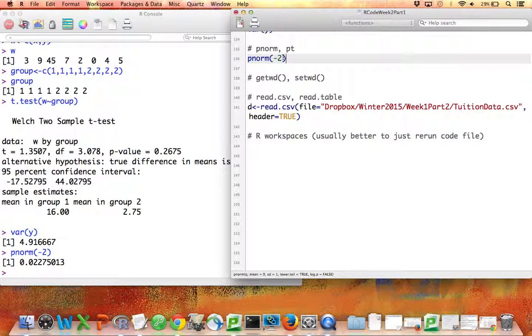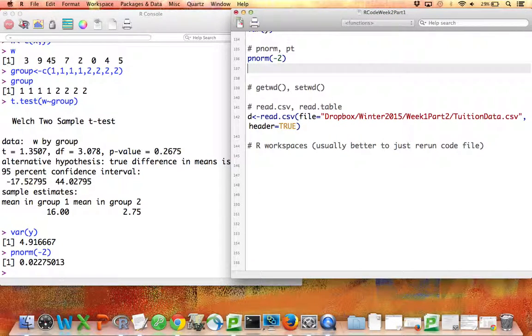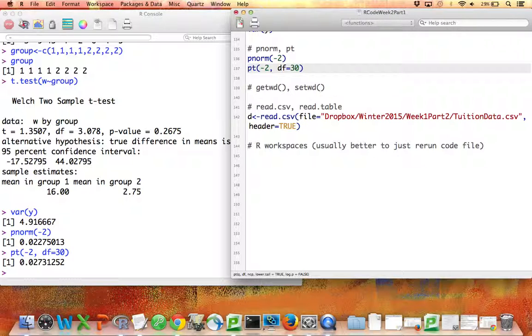If you want to, you can specify a mean and variance as part of p-norm so that this isn't the standard normal you're comparing it to. But in general, if you have a z-statistic, you can just type it in right there and find out the p-value. Similarly, pt will do the same thing. I could type in -2, but here I have to specify the degrees of freedom, right? And that'll give me the p-value associated with the t-test. Now keep in mind, this is left-sided p-values only, right? This is the probability a standard normal is less than or equal to -2. This is the probability a t-distribution with 30 degrees of freedom is less than or equal to -2.